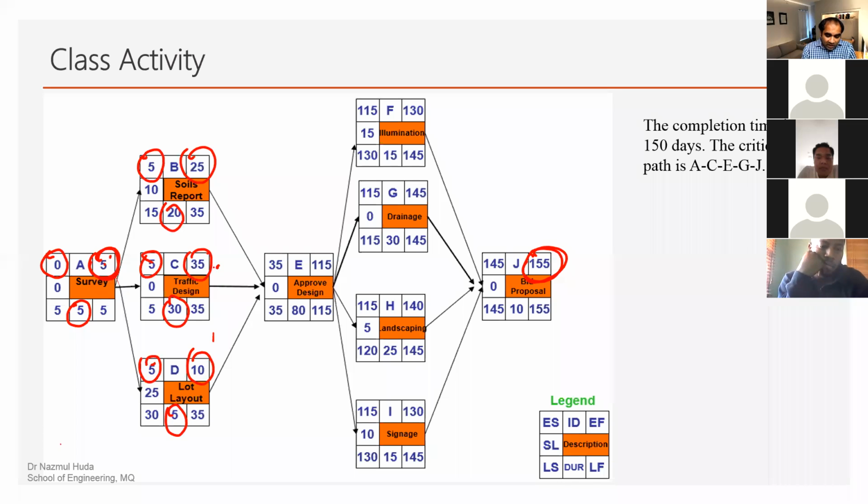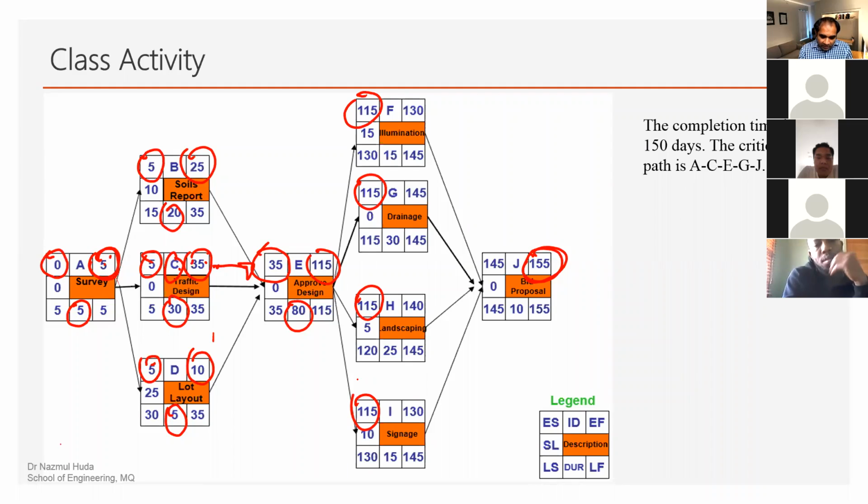We cannot start E until C is done. So C is a critical activity. So that follows to the next step, which is E. The duration of E is given, 80 days. That adds up to 115. 115 should be the early start of all FGHI.